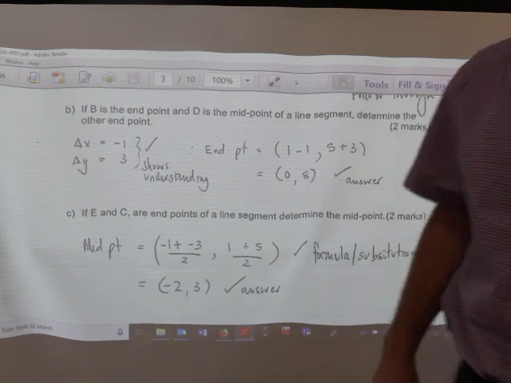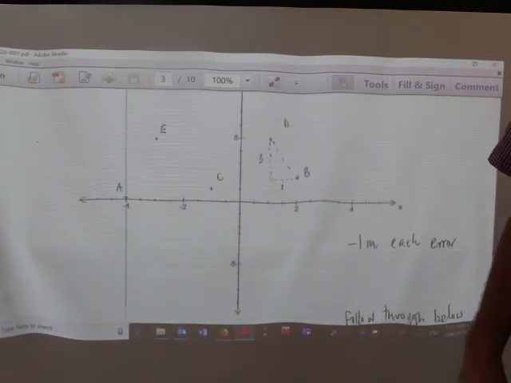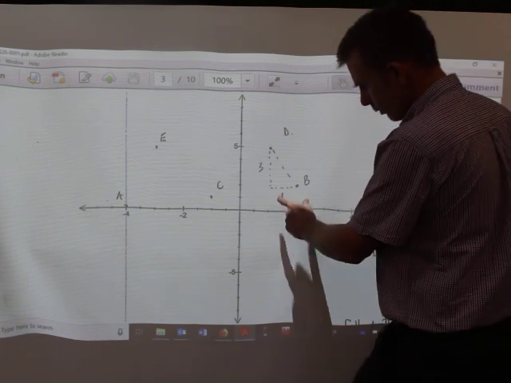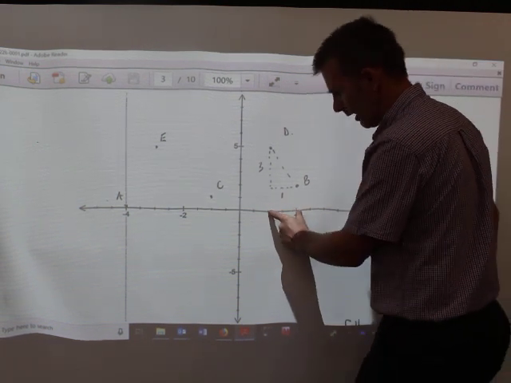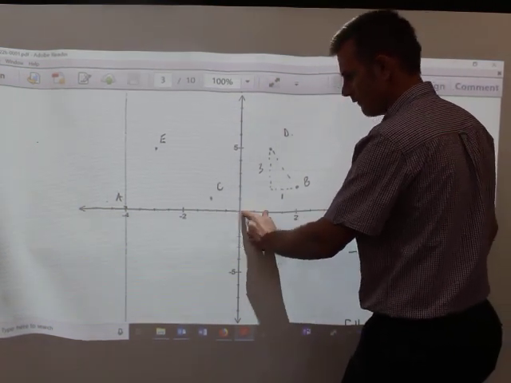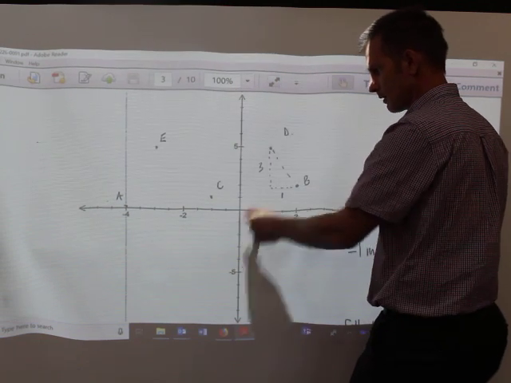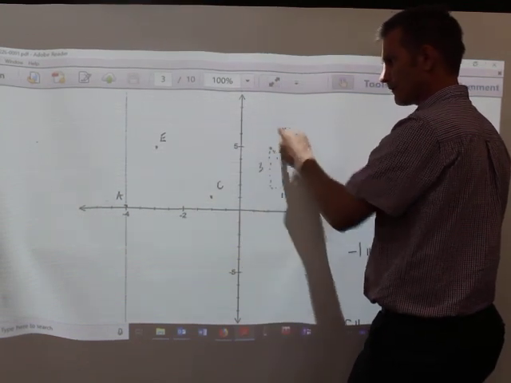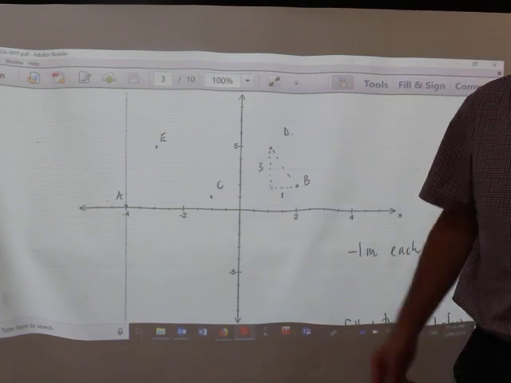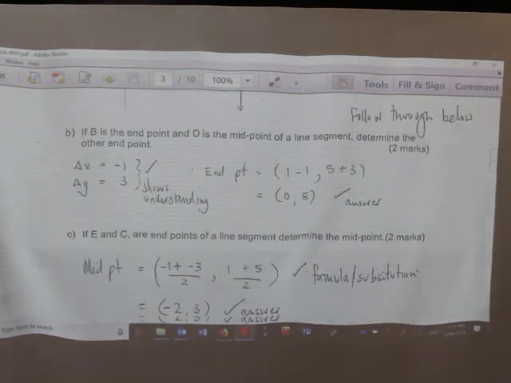Now when we look at the graph, that kind of makes sense, because you can see my little diagram here. Well, it's 1 here that I've moved that way, so I've got to move another 1 over. So I'm going to be on the y-axis. I've moved up 3 and I get to 5, so I've got to move up another 3. Kind of makes sense when you see it like that.